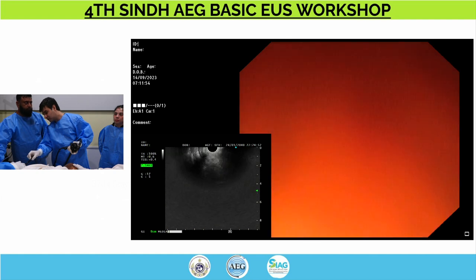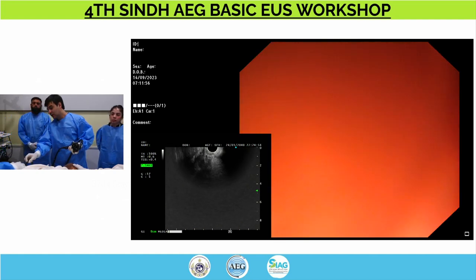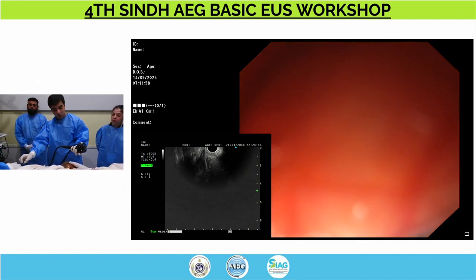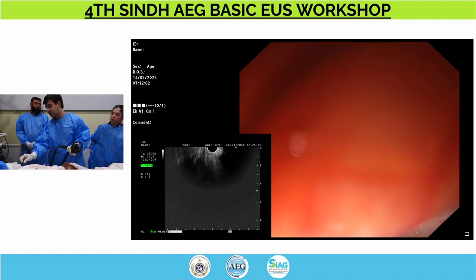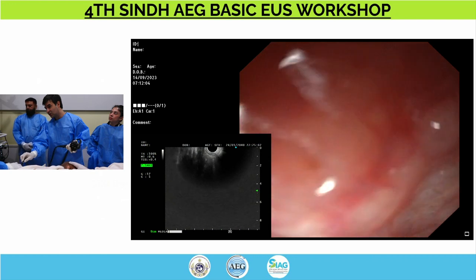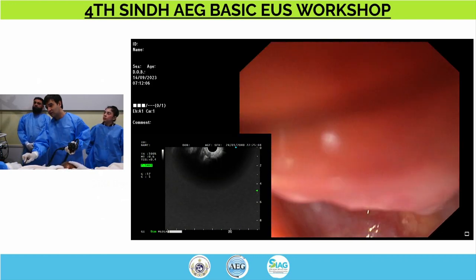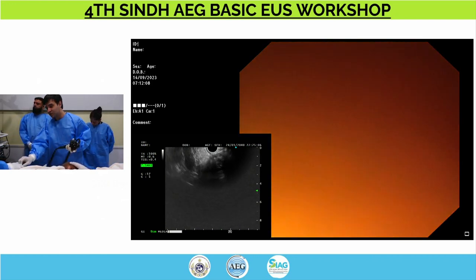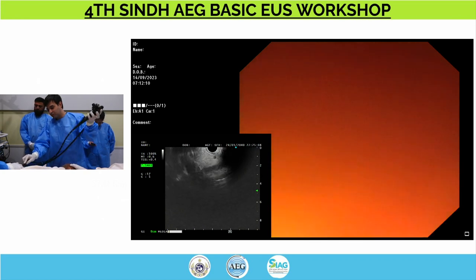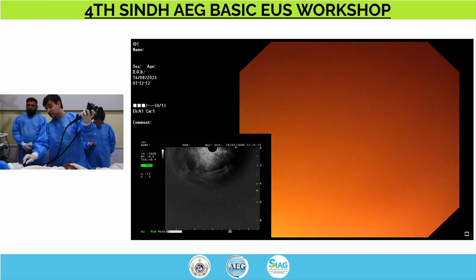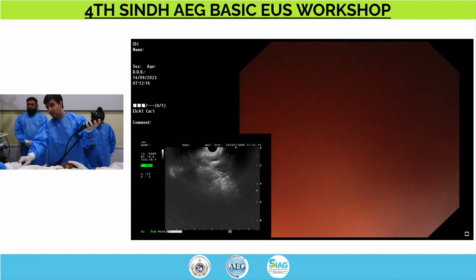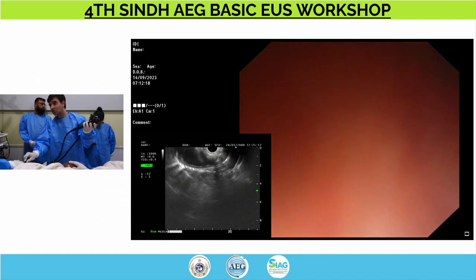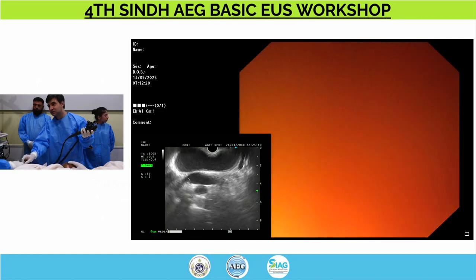So once we've touched the hypopharynx, it's usually a good habit to go up slightly on your wheel, and what that does is it deflects the scope towards the posterior wall. And then with a gradual introductory motion, we pass the scope down. Lift a little more. Okay, there we are. So we're now in the esophagus.